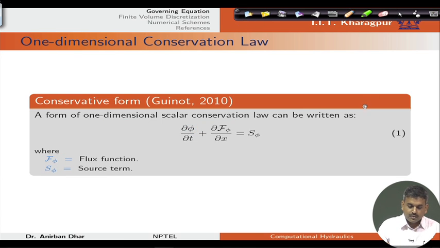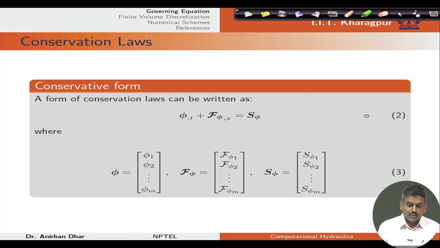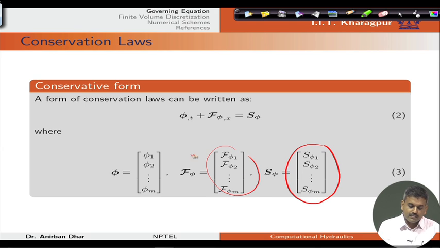Now, if we write the conservation laws in vector form, then phi 1 to phi m are scalar variables, f phi 1 to f phi m are the corresponding flux functions, and s phi 1 to s phi m are the source terms. So, we can write it in this vector format.